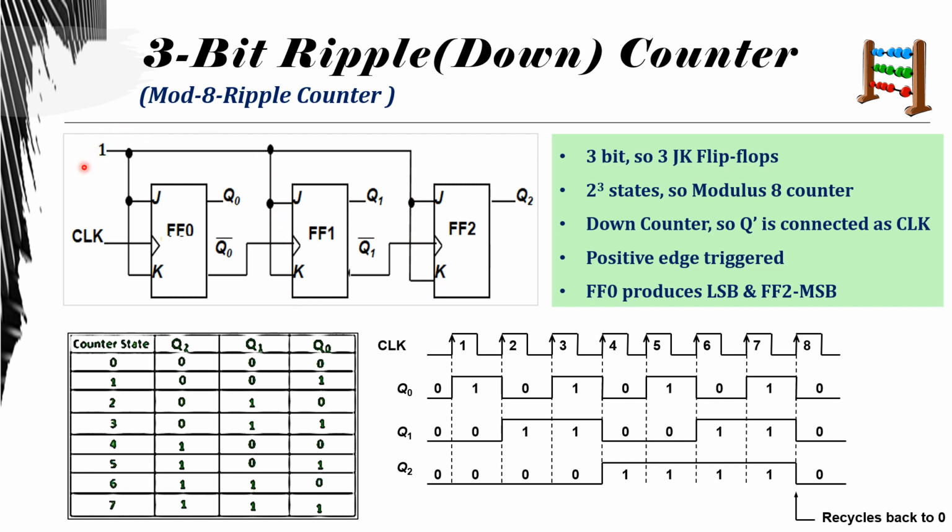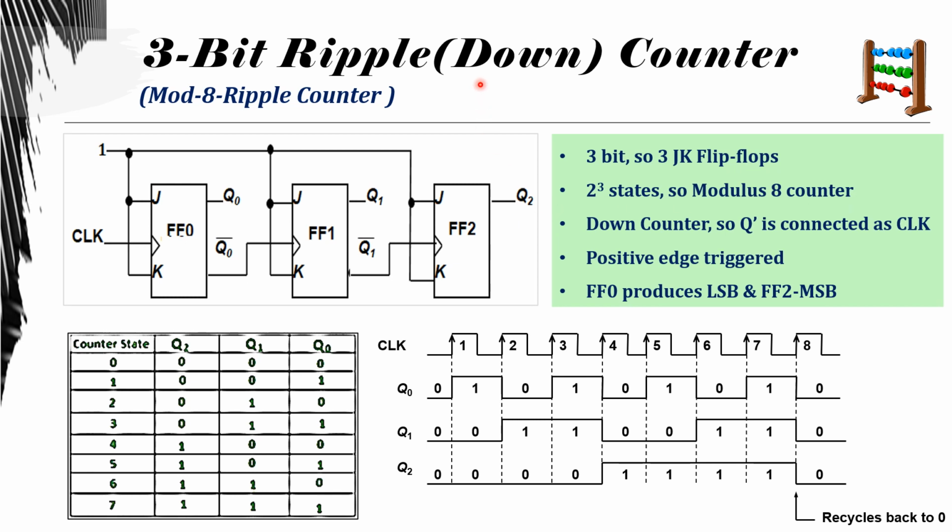To make them work in toggle mode, all the J and K input terminals should be connected to logic 1. Since it is a 3-bit counter, 2 raised to 3, that is 8 possible states, are there, and so it is also called a mod 8 ripple counter or modulus 8 ripple counter.